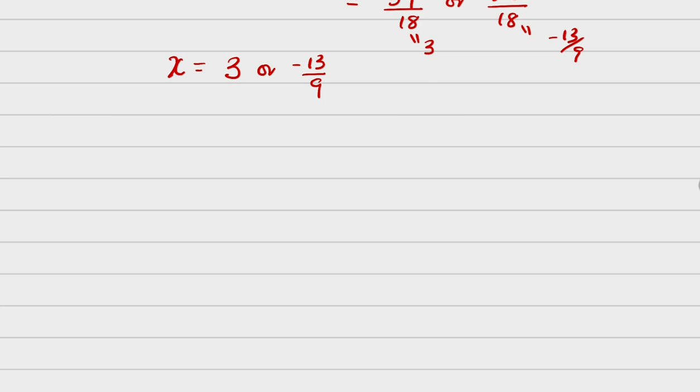Now, if you notice, the question says we should find the value, not values, but the correct thing is supposed to be values. I just got the question directly from the question paper. So in this case, I have two values. We have x is equal to 3, then x is equal to minus 13 over 9.